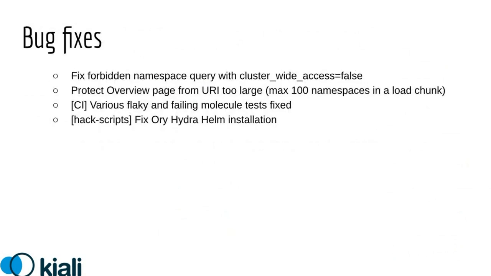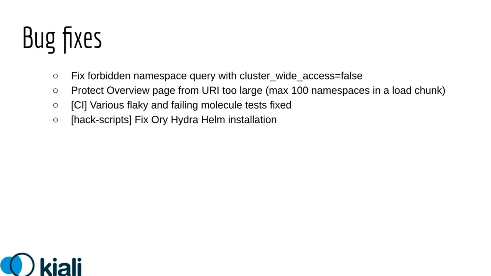There were also some bug fixes in this sprint. When cluster-wide access is false, the forbidden namespaces query is fixed. Also, when a cluster is installed with a mesh with hundreds of namespaces, there was a huge load on the overview page which was failing to load. Now the URI is limited to 100 namespaces per chunk, and it loads the overview page cards in chunks of hundreds.